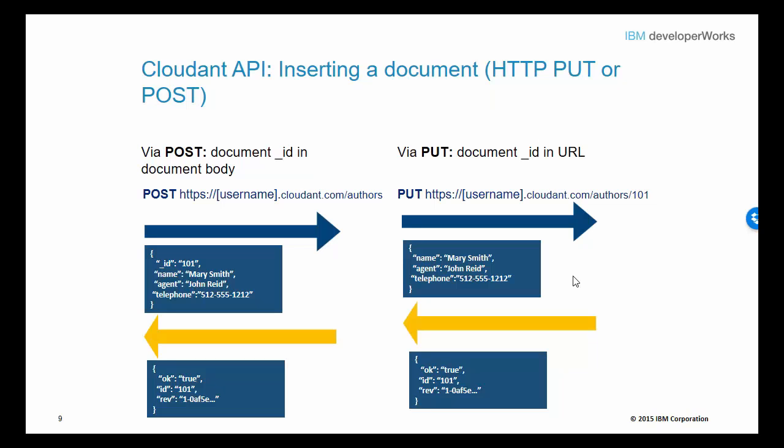Now, if you do it via put, it's a very similar approach. The difference is that the ID goes in the URL itself. Now we have the document without the ID field, and when we execute that, we get a similar response.